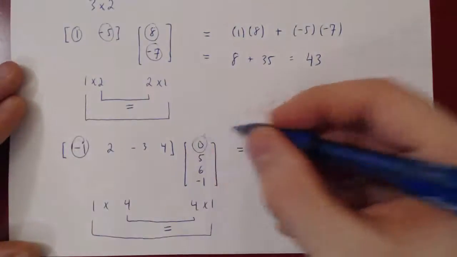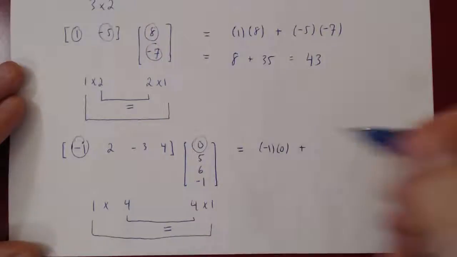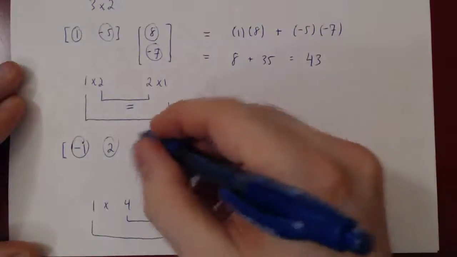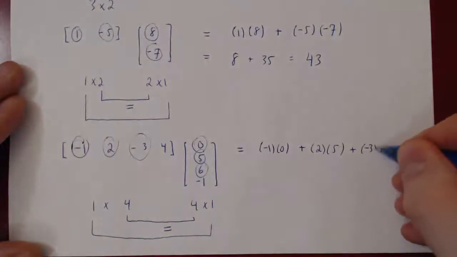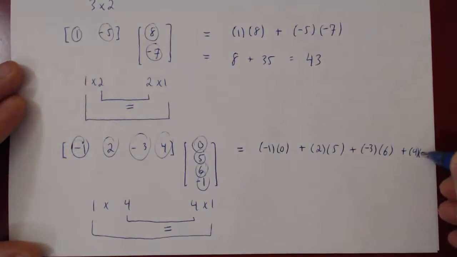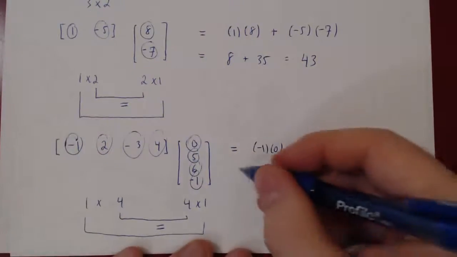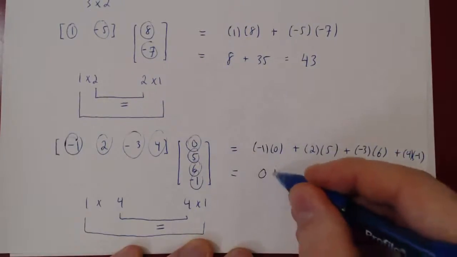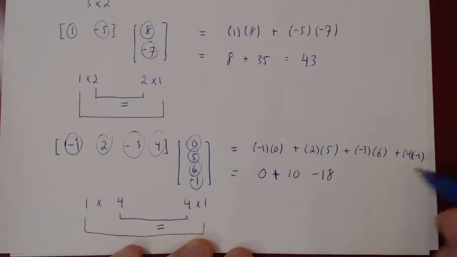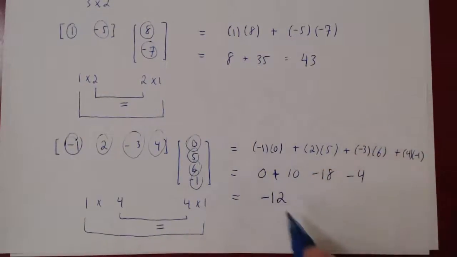So negative 1 times 0 plus 2 times 5 plus negative 3 times 6 and finally plus 4 times negative 1. And let's compute. So we'll get here 0 plus 10 minus 18, this is a plus, minus 4, 10 minus 18, negative 8, negative 4, negative 12. Once again, a real number, a 1 by 1 matrix.